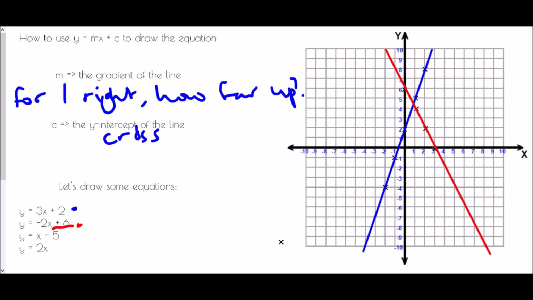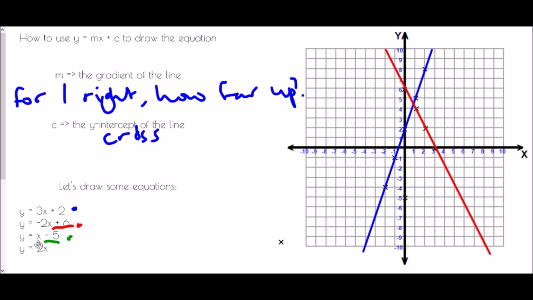In the third example, we have y = x minus 5. Now for this one, again, we have that intercept. We have an intercept of -5. So the first thing we can say here is that this line is definitely going to cross the y-axis at -5.